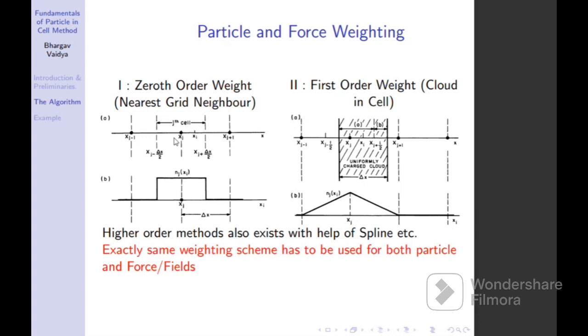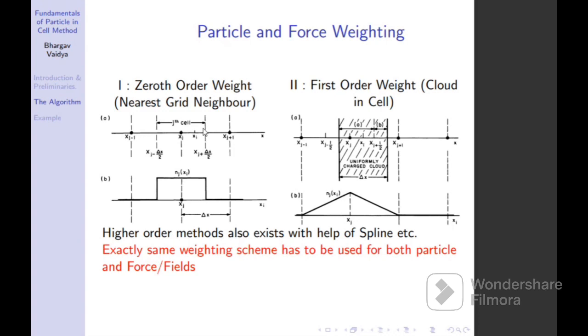There are various ways of doing this. The simplest of all is the zeroth order weight. The idea is very simple. If this is the jth cell, with j minus 1 and j plus 1 on either side, and the charged particle at x_i is over here, then this whole charge belongs to this cell. So that's what you do.